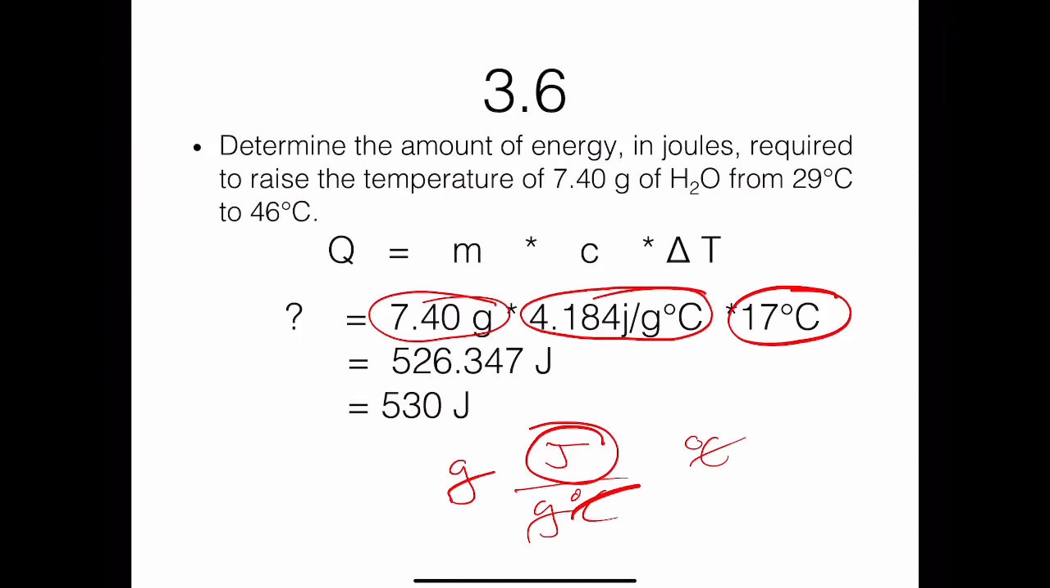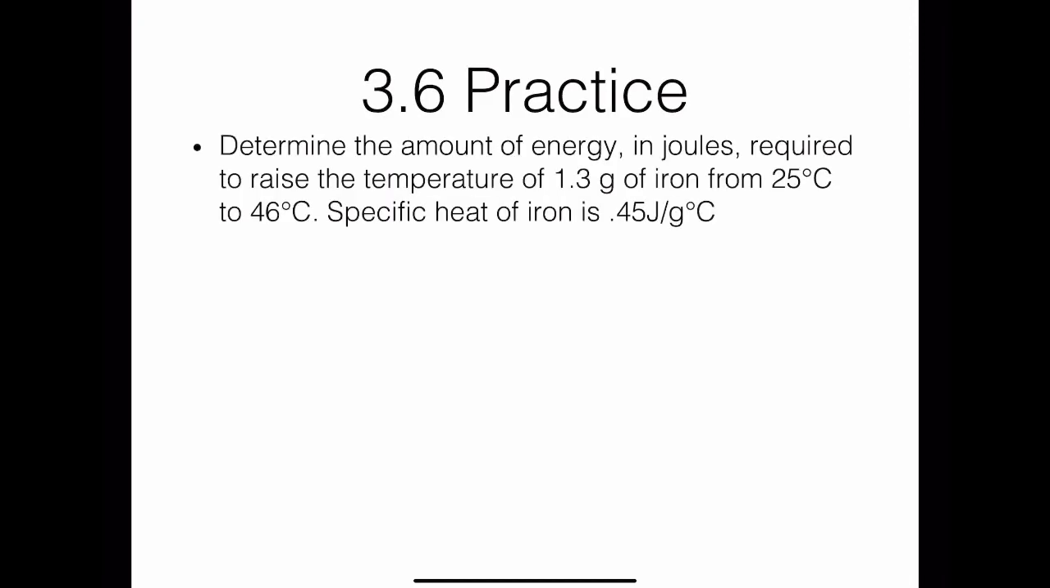526.347 joules. But remember, if we're observing sig figs here, we're going by the fewest number of sig figs because we're looking at a multiplication problem. 7.40 has 3, 4.184 has infinite because it's a conversion factor, and 17 has 2. So we need to use 2 sig figs in our answer. Take a minute, pause your video, complete this problem, and then we'll come back and look at the answer.